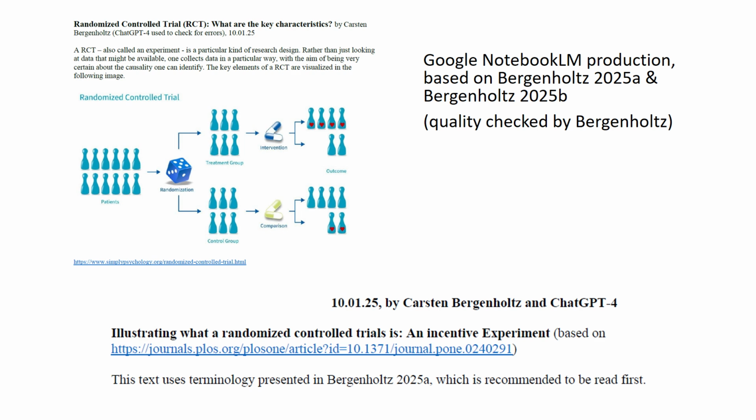Now, Bergenholtz 2025A draws on work by Bell and others from 2022, and they outline 4 main things to consider. So the first one is interaction of selection and treatment. What does that mean? So this one's all about whether the results you saw in your specific group of participants would apply to other types of people, right?